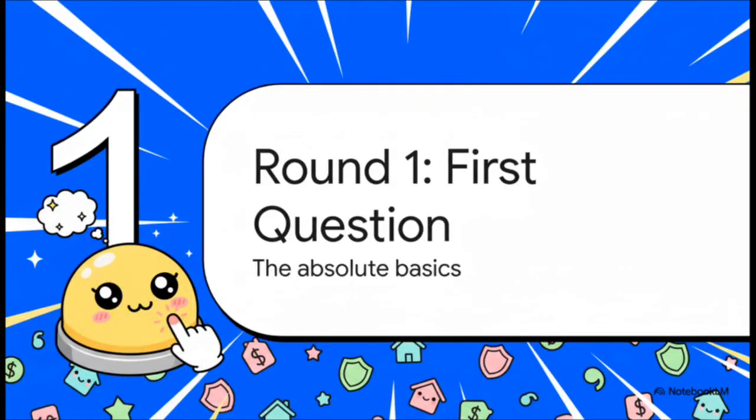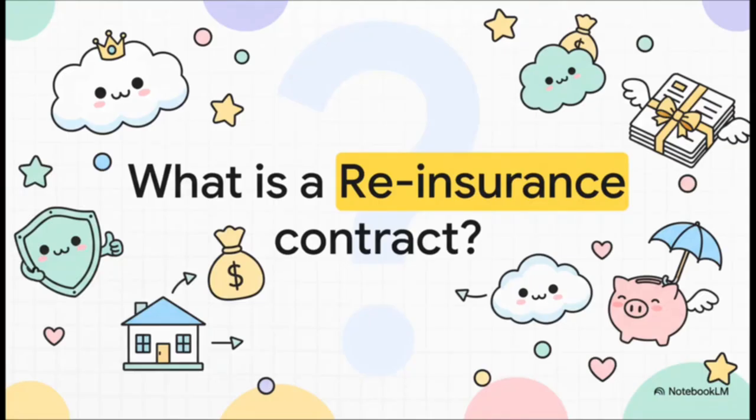Okay, it is time for round one. Get those fingers on the buzzers, people. This first question is really designed to check if you've got the fundamentals down. Here we go. Question 1. What exactly is a reinsurance contract? Is it just tacked on to the original policy? Is it some kind of guarantee? Or is it something else entirely?